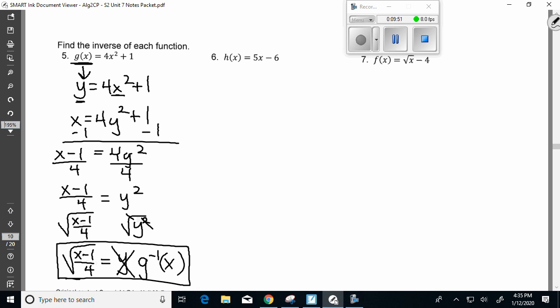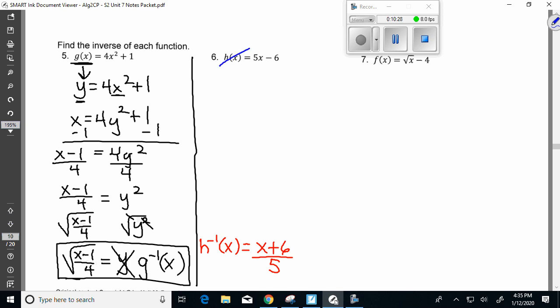So with that, let's do example 6. Example 6, let me first provide the answer that you should get if you do it correctly. For those of you who have worked ahead, that would be h inverse of x equals (x plus 6) divided by 5. So that's the answer that we should have if we do this correctly. Again, let's go ahead and solve this out.